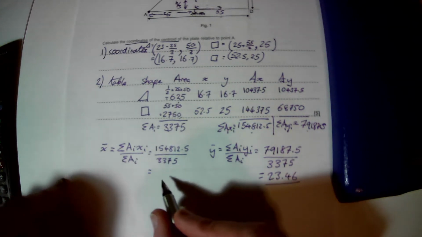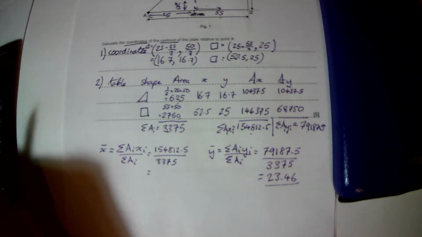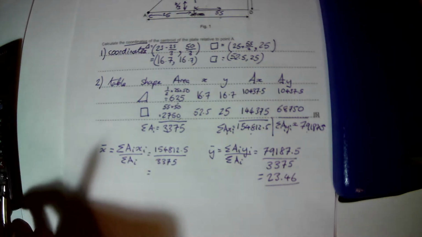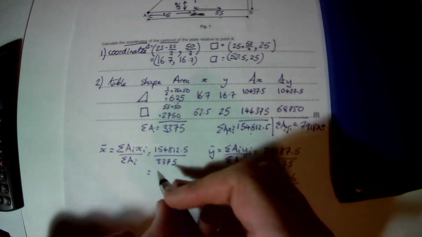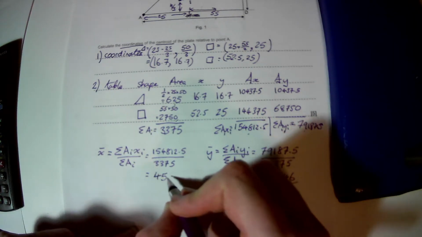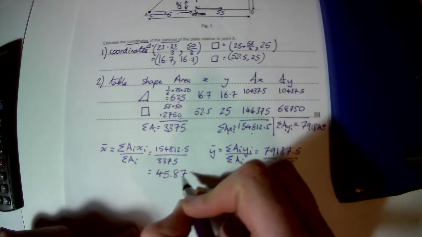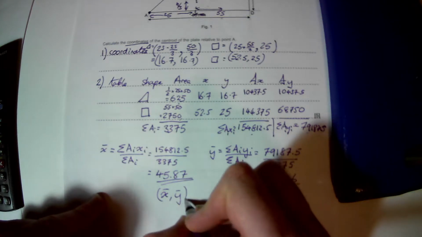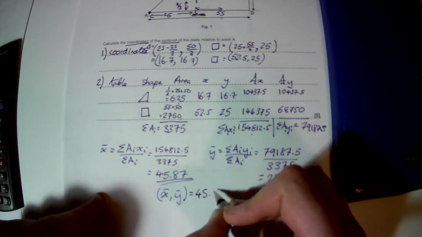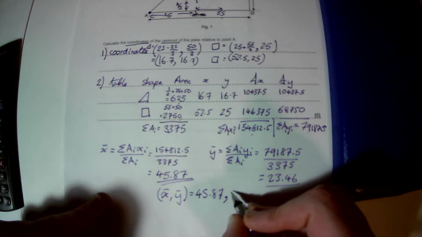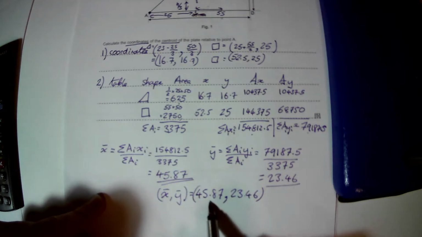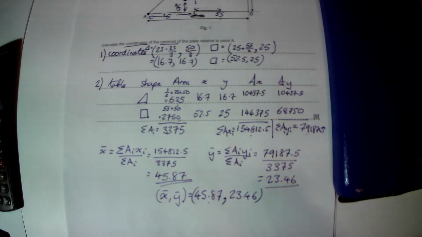We get our x coordinate to be 45.87, and so we would write our answer nice and clearly, 45.87 comma 23.46, making sure we've got our x, the across one, goes here, and the y is the second one. Okay, over the page.